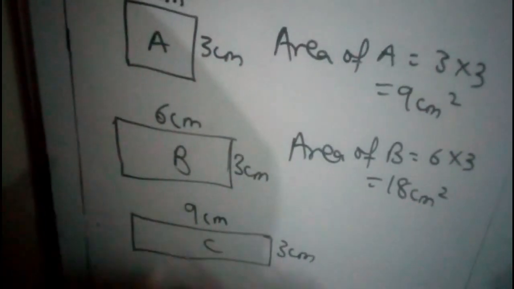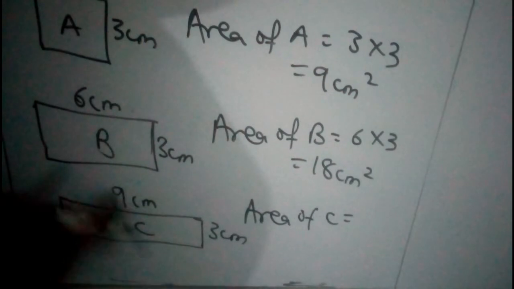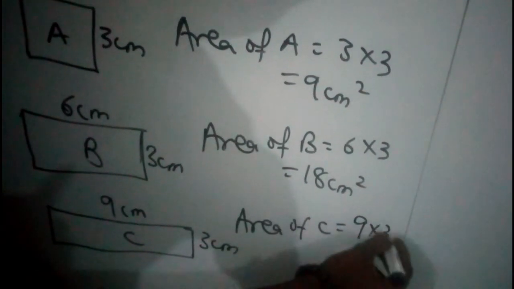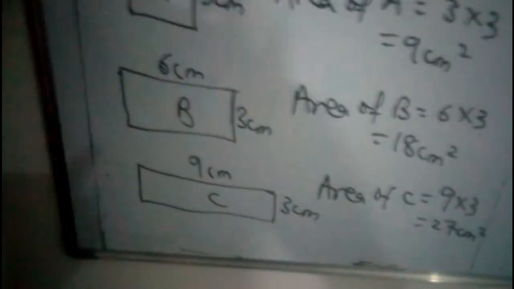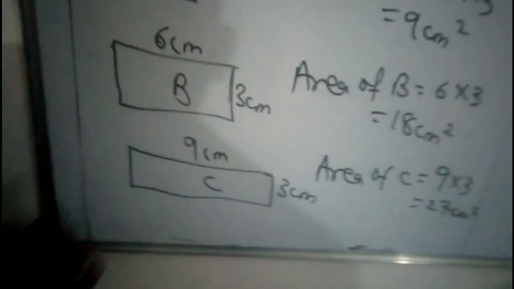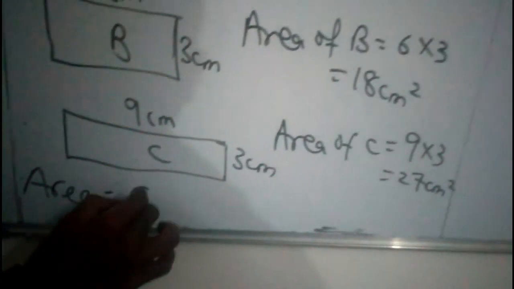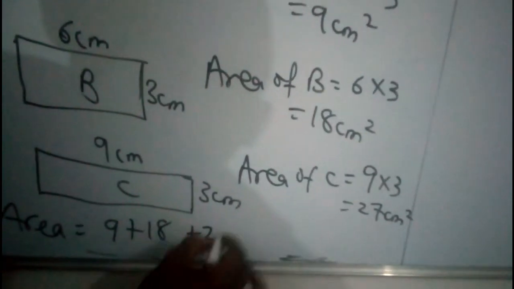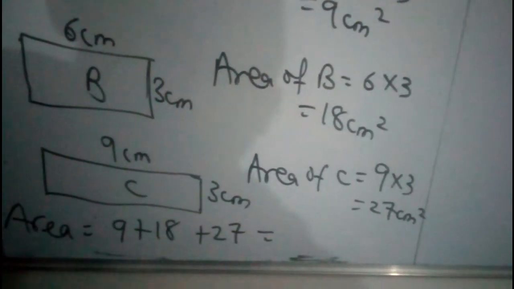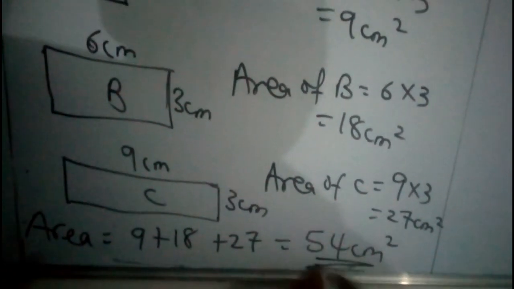So this is a rectangle. Area of C becomes length times breadth. 9 times 3, and that gives you 27 centimeters squared. So we have found the area of the regular shapes. What we do is add them up. So the total area of the irregular shape becomes 9 plus 18 plus 27. And when you add this together, it gives you 54 centimeters squared. That's the area of the irregular shape.